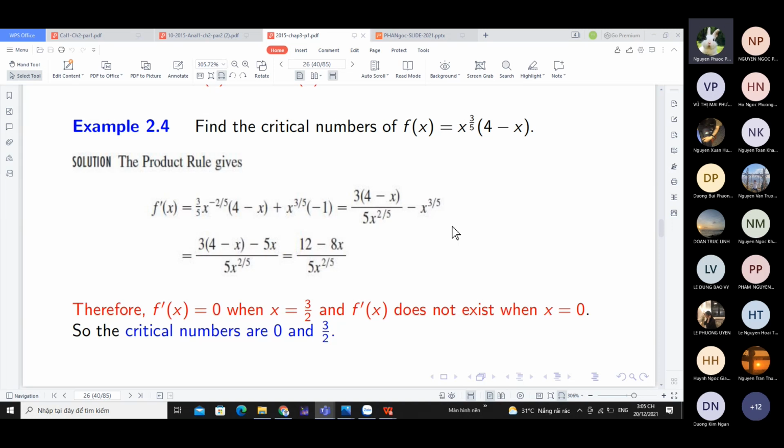Moreover, we find a number x so that f prime of x does not exist. Here f prime of x is 12 minus 8x over 5 x to the 2 over 5, so this quotient is undefined when x equals 0. That's why we have two critical numbers of the function f: 3 over 2 and 0. 3 over 2 is a critical number because f prime of 3 over 2 equals 0. 0 is a critical number because f prime of 0 does not exist.